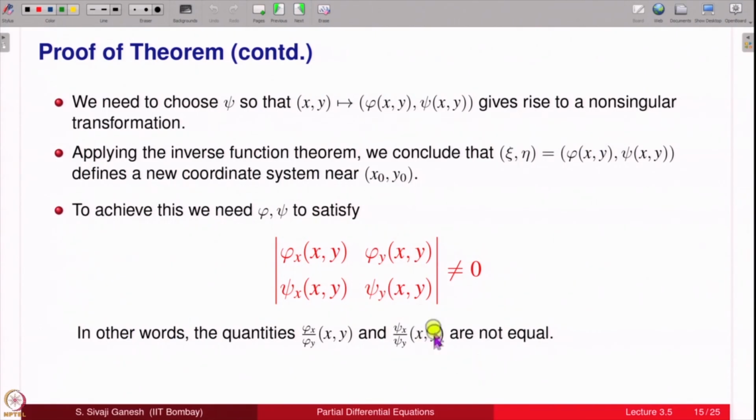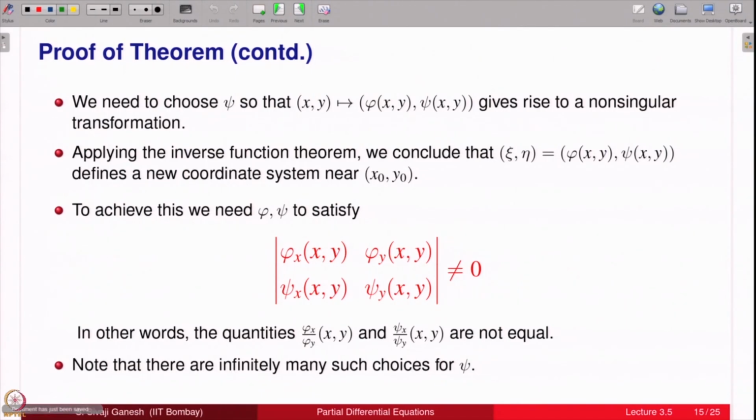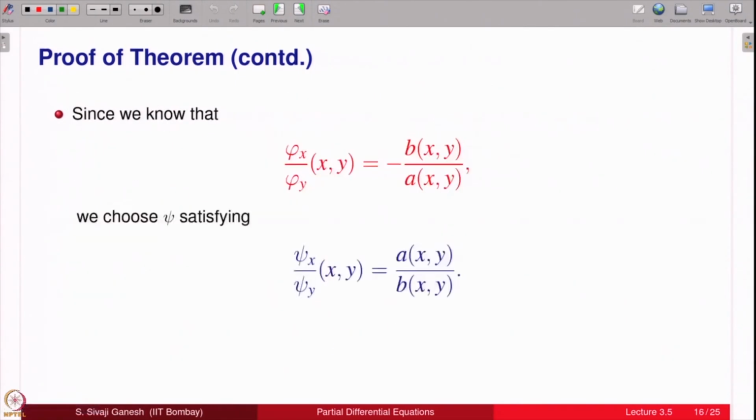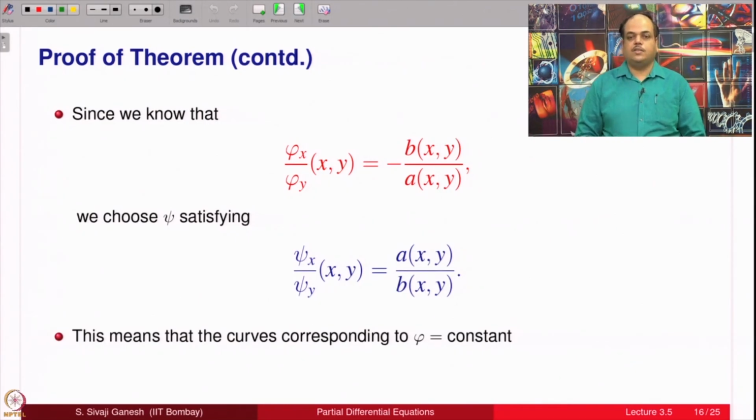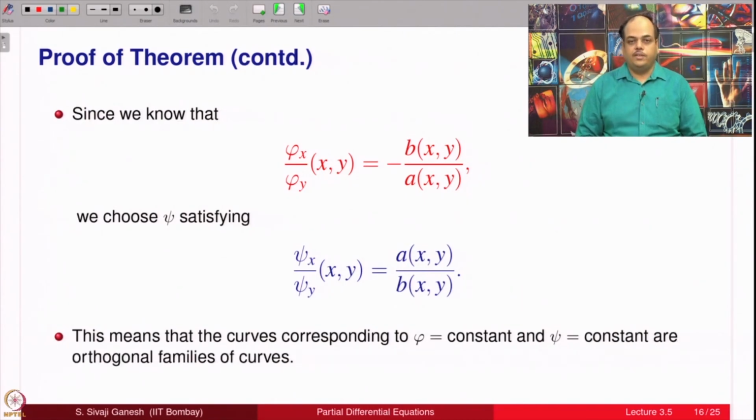So, we have to find psi. Now, we will use the condition that this is not equal to phi x by phi y. There are infinitely many such choices, but we make a nice looking choice for theoretical purposes. When we are dealing with an example, we may not necessarily do it like this. This is what we know for phi x by phi y. Therefore, we choose psi such that psi x by psi y is A by B. If you multiply these two, minus B by A into A by B is minus 1. So, this means that the curves corresponding to phi equal to constant and psi equal to constant are orthogonal families of curves.